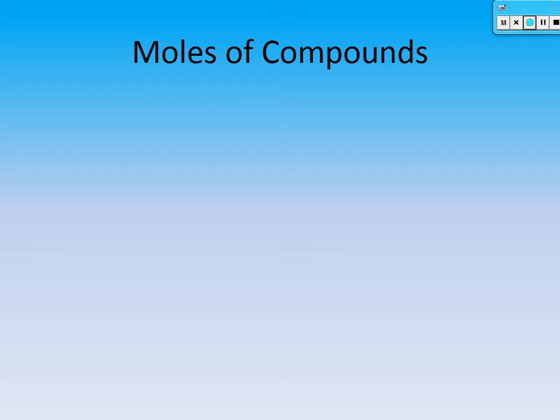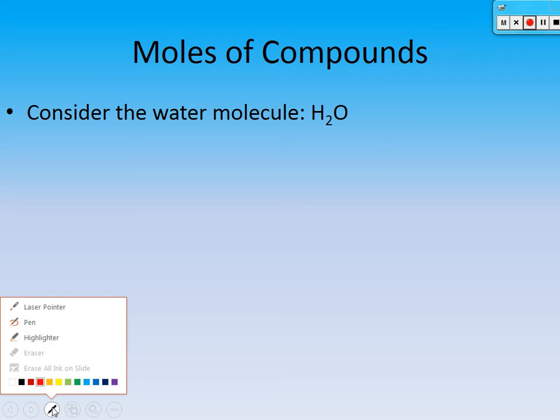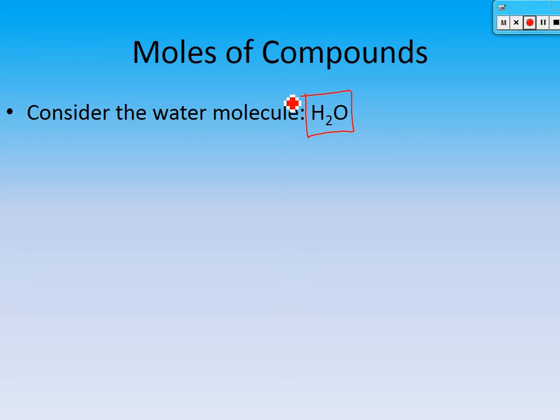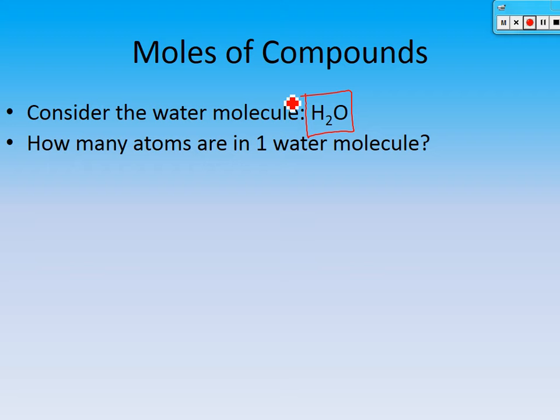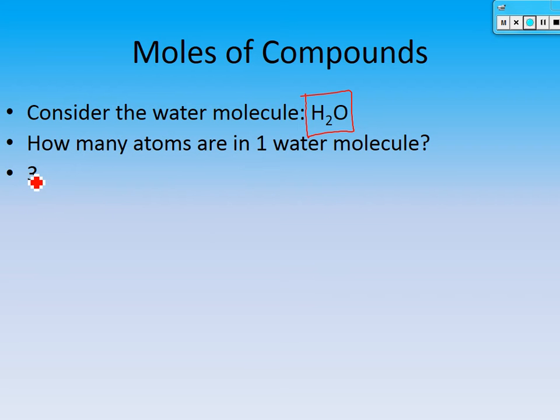We left off talking about moles of a compound. So we're going to talk about that. Consider the water molecule H2O. I'm going to ask you some questions about it real fast. First one, how many atoms are in one water molecule? How many total atoms? Well, we've got how many hydrogens? 2. And how many oxygens? 1. So there's 3 total atoms.